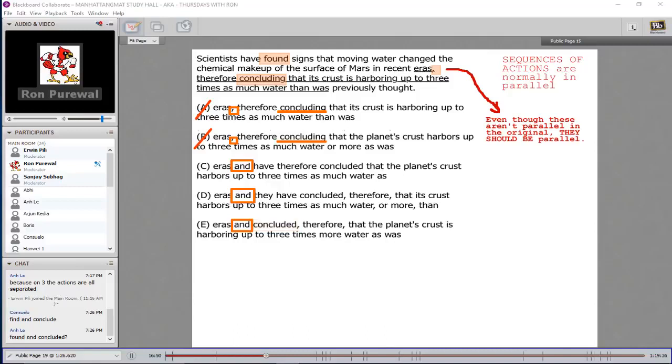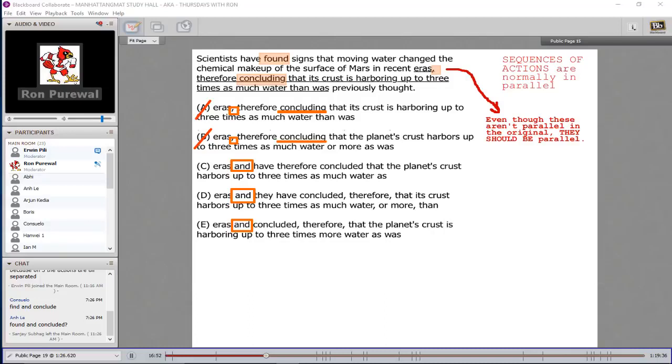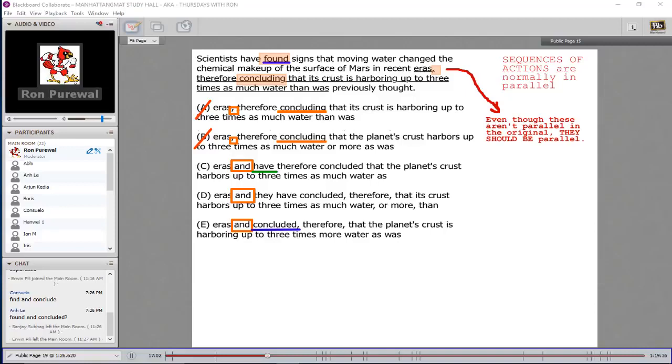Like E is parallel because concluded and found. But C and D, C is parallel because have concluded is parallel to have found. So you're matching the green underlines. And then D is parallel too because, I mean, you have this unnecessary they, which should make you suspicious of choice D. But it's also parallel.